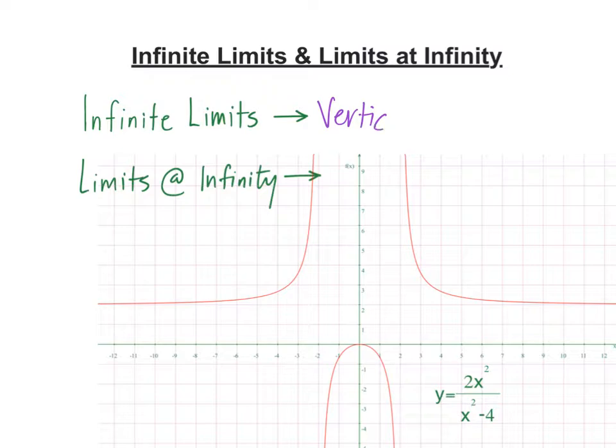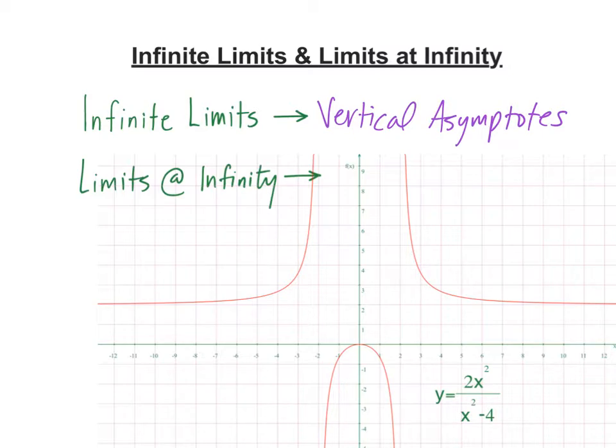Vertical asymptotes. This is when the graph increases or decreases without bound as you approach a certain x value. You learned about vertical asymptotes probably in Algebra 2, definitely in pre-calc when you're graphing rational functions. Discontinuities were either holes or vertical asymptotes. So we're going to talk about vertical asymptotes.